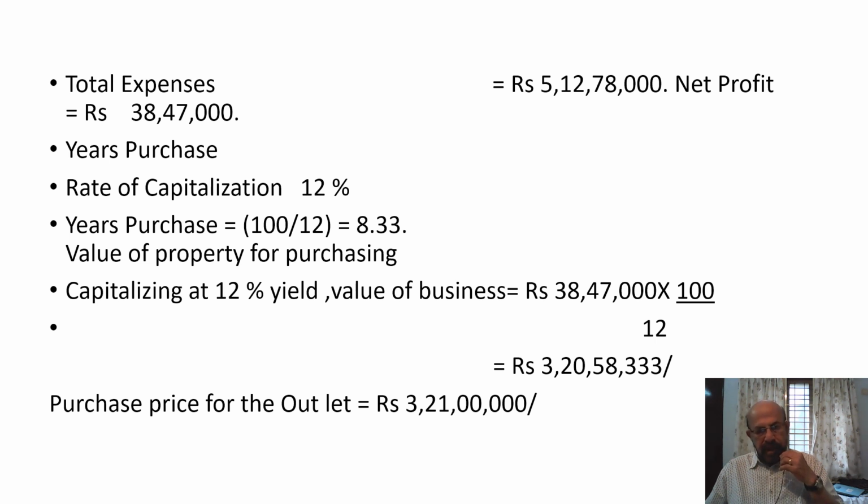Years purchase. Rate of capitalization is 12%. Years purchase is equal to 1 by R is equal to 100 divided by 12 is equal to 8.33. Value of the property for purchasing: capitalizing at 12% yield, value of business is equal to the annuity rupees 38 lakhs 47,000 into 100 divided by 12 is equal to rupees 3 crores 20 lakhs 58,333. Say purchase price rounded to 3 crores 21 lakhs.